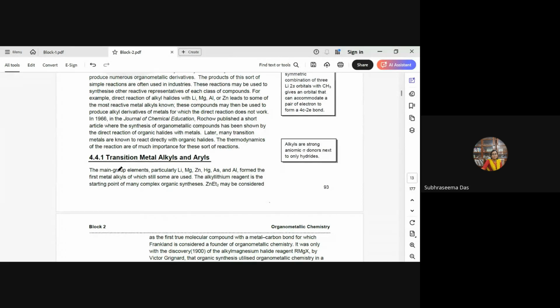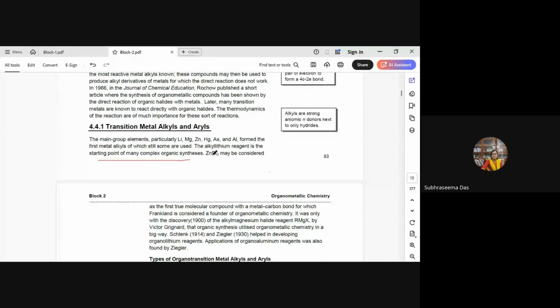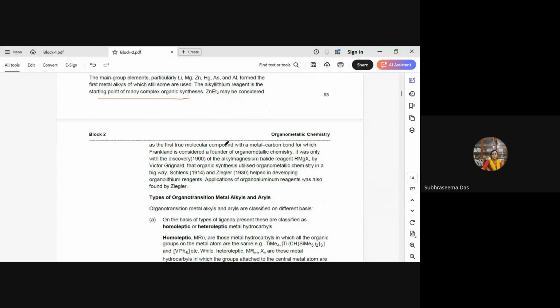They form the first metal alkyls. So they were first formed and some of them are still being used today. Alkyl lithium, we know, is the reagent, the starting point of many complex organic syntheses. Even diethyl zinc has been considered the first true molecular compound which has a metal carbon bond, for which Frankland is considered the founder of organometallic chemistry.